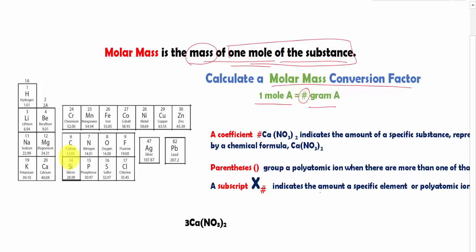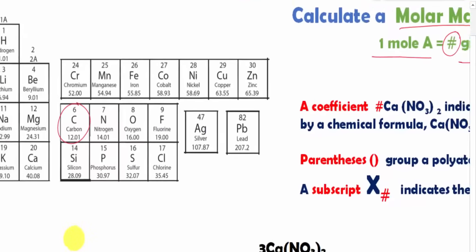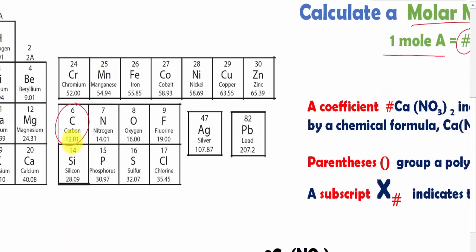For example, if I look at carbon right here, I have 12.01. That is the atomic weight, but it is also the molar mass of carbon. That 12.01 is the molar mass of carbon. That being said, you can interpret that as 12.01 grams of carbon is equal to 1 mole of carbon.